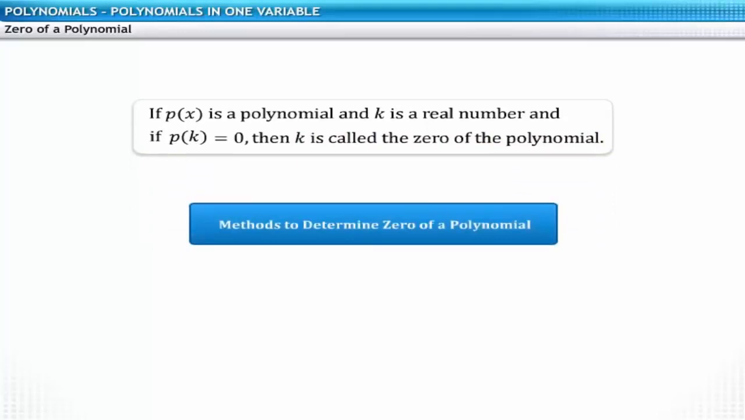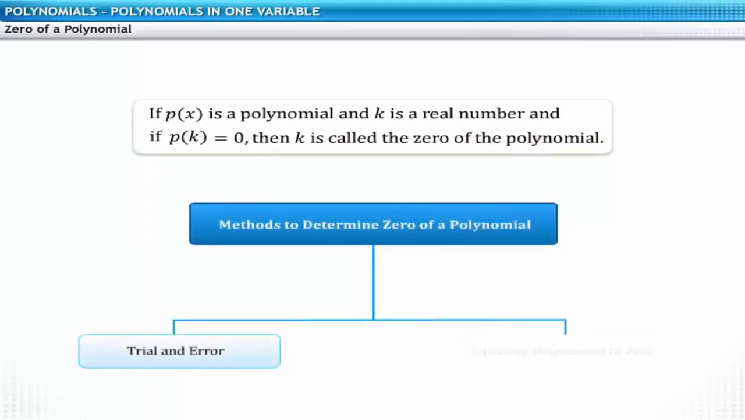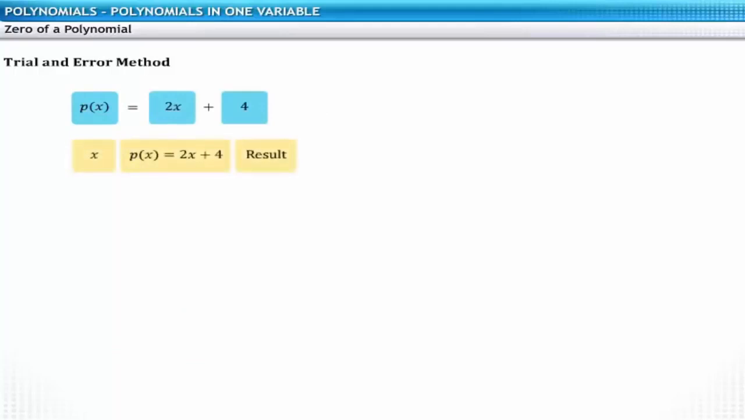You can determine the 0 of a polynomial through two methods: by trial and error and by equating the polynomial to 0. Consider a linear polynomial p of x is equal to 2x plus 4. Let's first use the trial and error method to find the 0 of this polynomial.